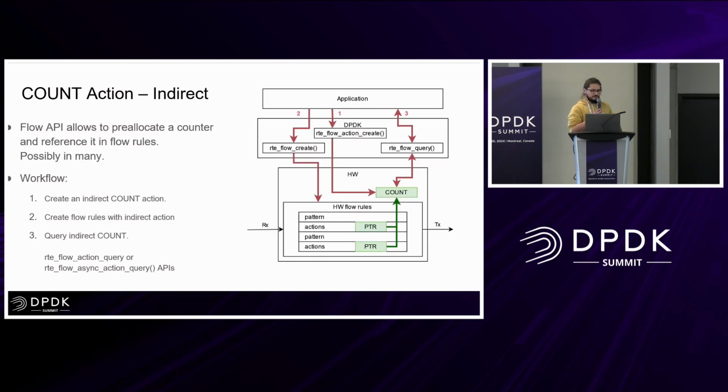On top of that, the Flow API allows us to create shared counters using the rte_flow_action_handle_create API and also its async version, rte_flow_async_action_handle_create. So the flow is like this. We first create the count itself. Then we create a rule which has a pointer to this count, possibly many rules. In this example here, we have 2 flow rules, each pointing to the same hardware counter. And later on, during the lifetime of the application, we can query the counter to see how many packets were hit by the flow rules using this counter.